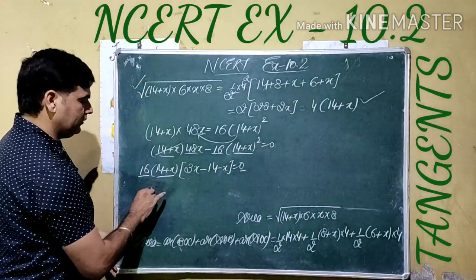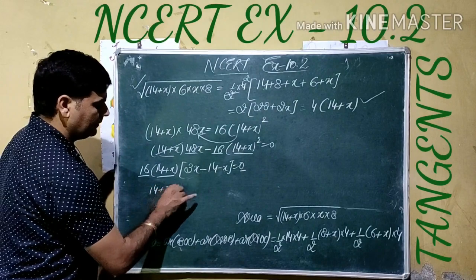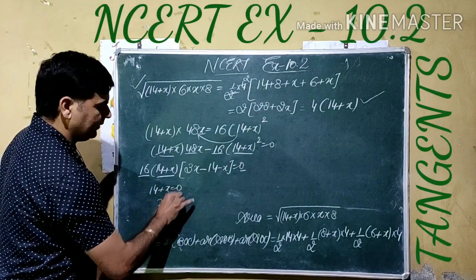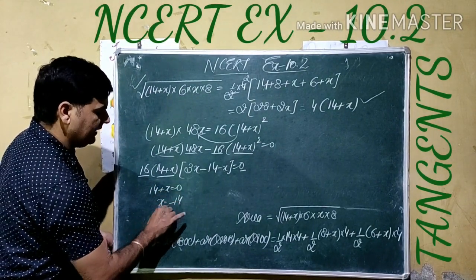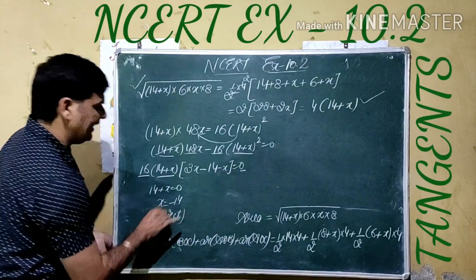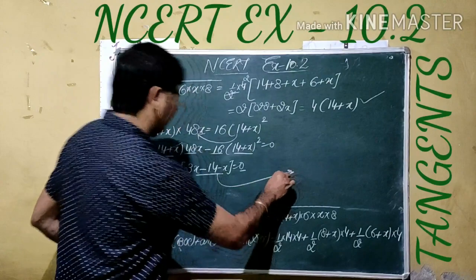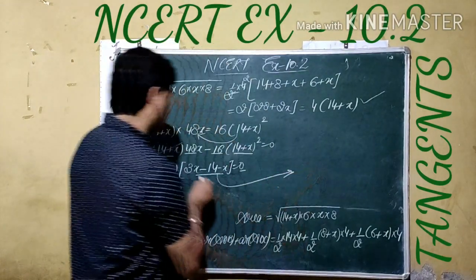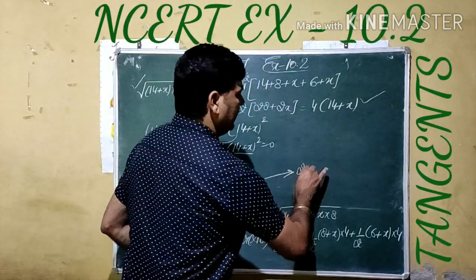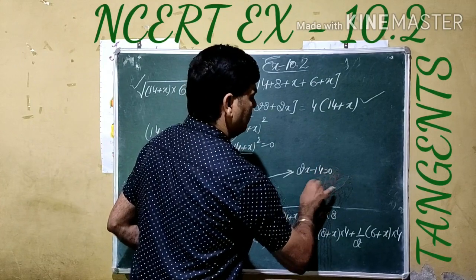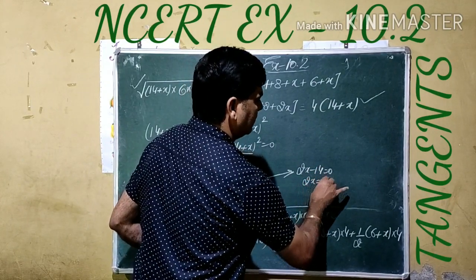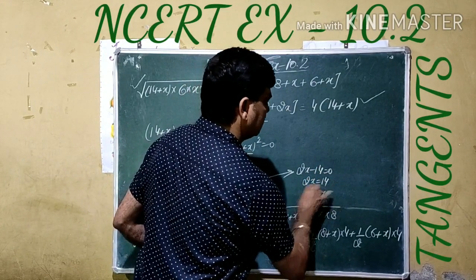If we take this as 0, the first possibility, the value of x comes out as minus 14, which is not possible. Why? Because we take this as the length of a tangent. So we are going to prove this from the other factor. It becomes 3x minus x, 2x minus 14 is equal to 0. So the value of 2x becomes 14. So the value of x becomes here 7.